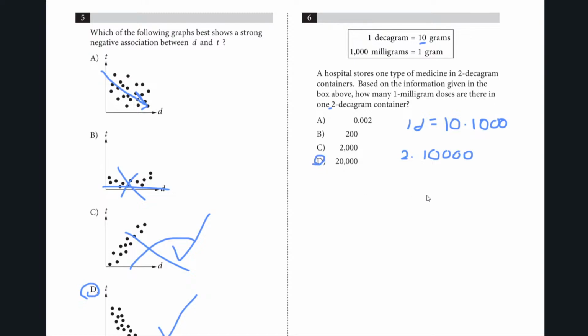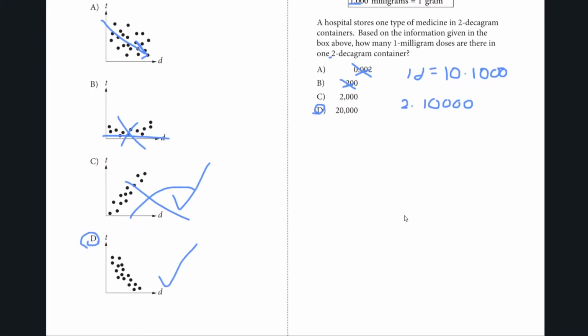In hindsight, you could probably look at this again and realize that it's just 1,000 times 10 twice, and A is clearly the wrong answer. That's not even close to B. The only ones it could really be are C and D, but if you notice it's 10 and 1,000, you're going to be in the 10,000 range. D is the only one that's even close to the correct area.